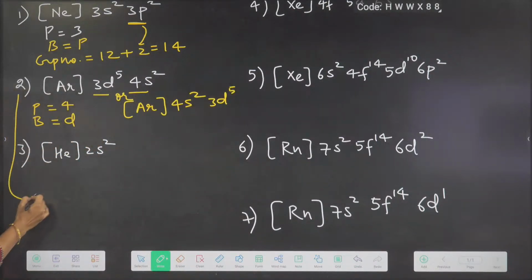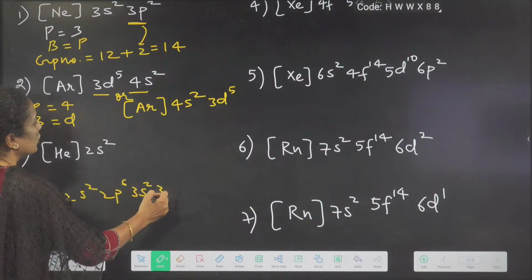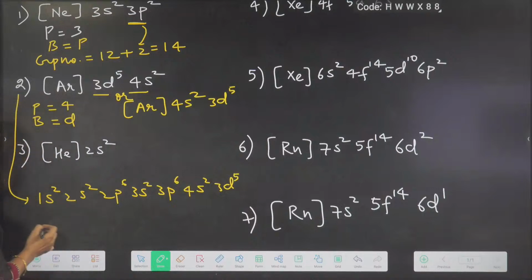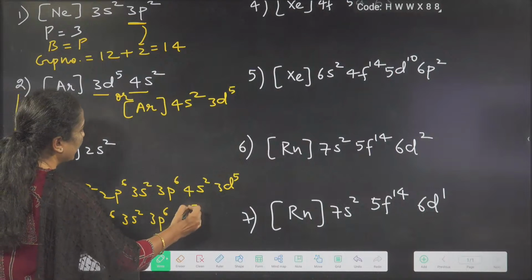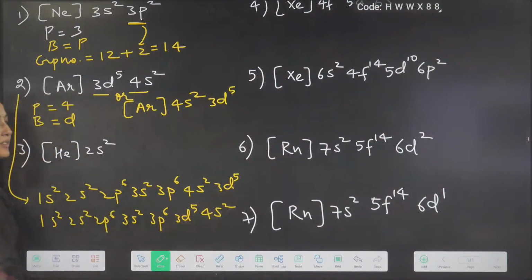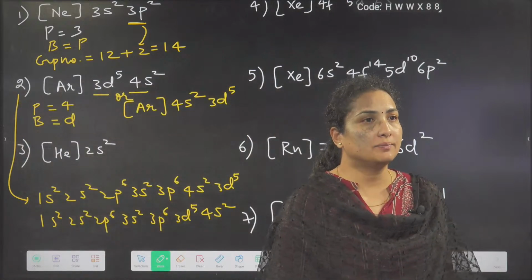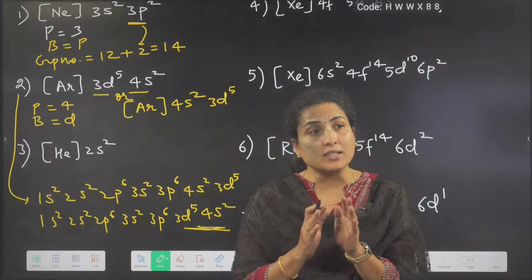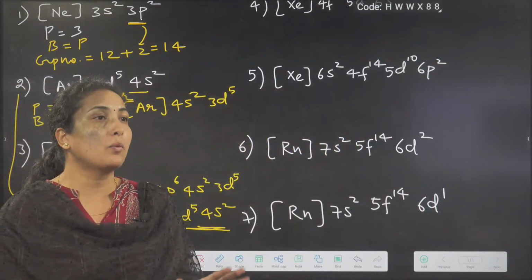The examiner may give you the entire thing written out: 1S2, 2S2, 2P6, 3S2, 3P6, 4S2, 3D5. Now they can also arrange it like this: 1S2, 2S2, 2P6, 3S2, 3P6, 3D5, so that students think that the last electron is entering into S. Are we able to understand that? So be careful, that is just a way of writing all the configuration shell-wise, right?